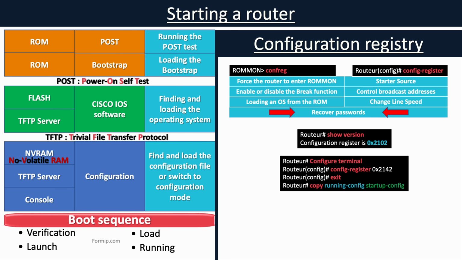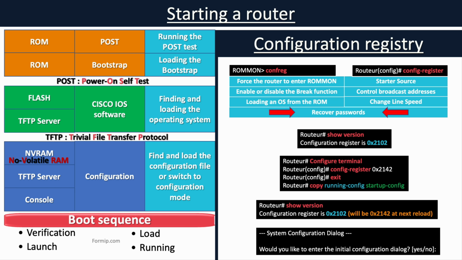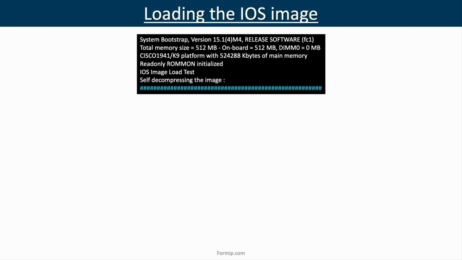The config-register command in global configuration mode allows you to modify the register. We finish with an exit to go back to the previous mode, and we save the running config to the startup config. If we do a show version again, we can see that the next time it starts, it will launch the 0x2142 register. The startup config will therefore be ignored, and the router will run its small utility to have a minimum configuration. We will now see in detail how the IOS is loaded.